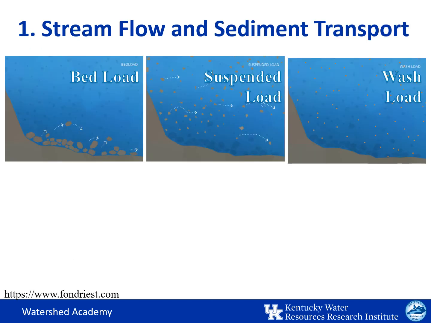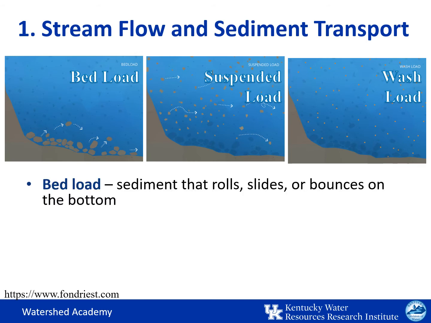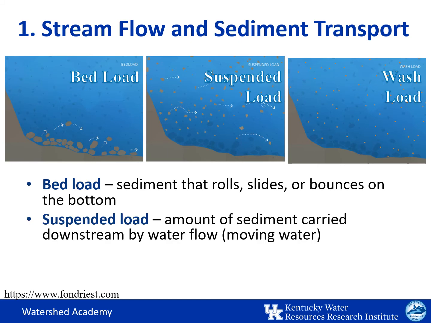So we want to begin with stream flow and sediment transport. We know that sedimentation is a major pollutant, and so it's helpful to think through how sediment is transported in a stream. There are 3 different ways in which sediment is transported. One is bed load, that sediment that rolls, slides, or bounces along the bottom. You can see that in the picture to the left. Second is suspended load. You can see that in the picture in the middle. It's the amount of sediment being carried downstream by flowing or moving water.